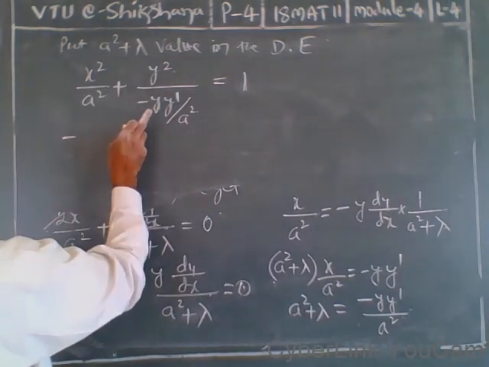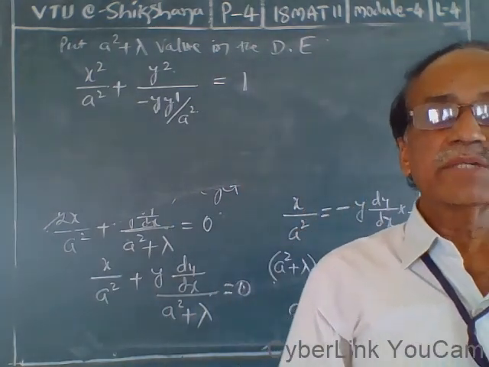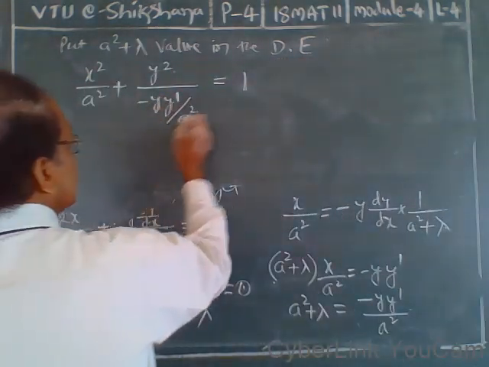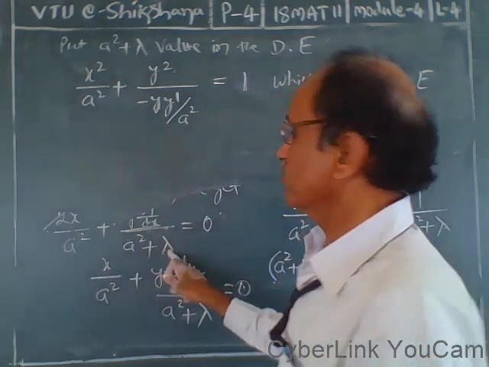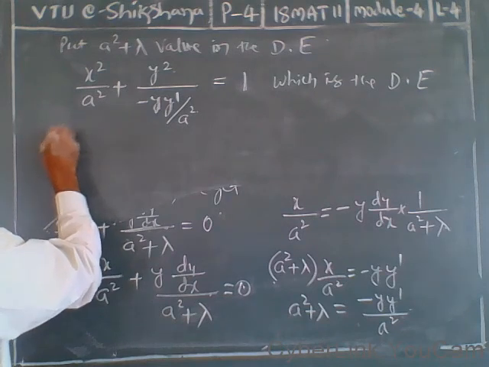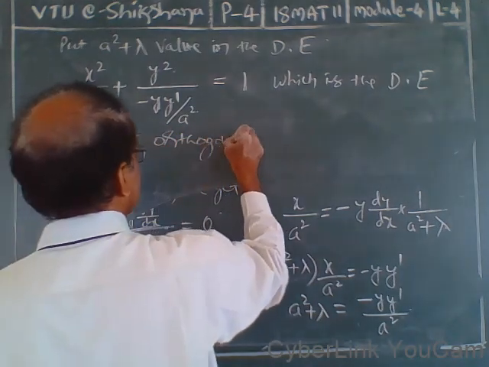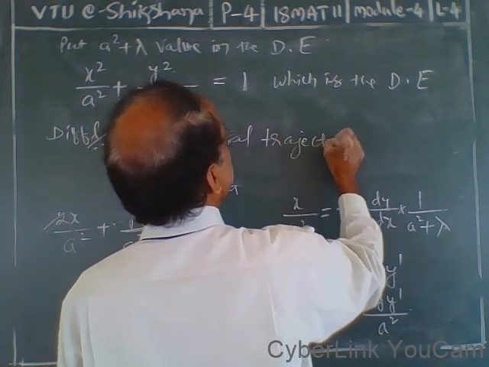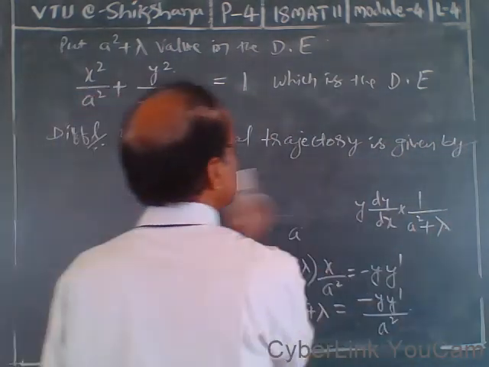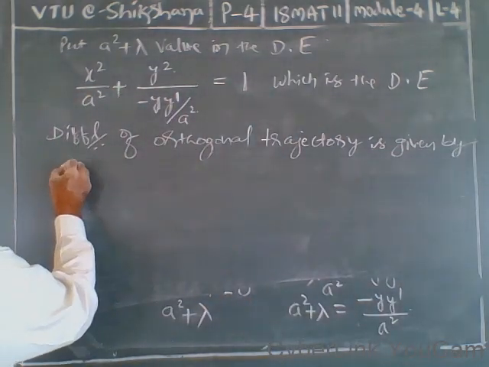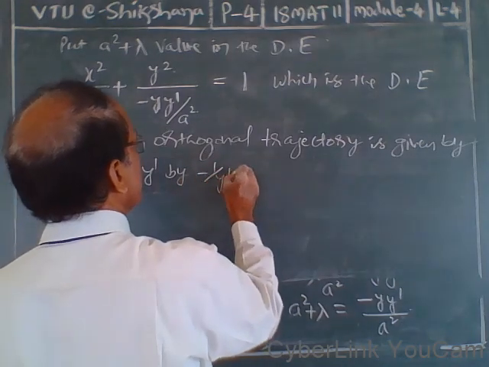Okay. Now for the orthogonal trajectory, here itself we can replace the derivative as a reciprocal with minus sign. Okay, so this is our differential equation, which is the differential equation in the absence of lambda. Then DOP, that means differential of orthogonal trajectory, is given by: replace y dash by minus 1 by y dash.